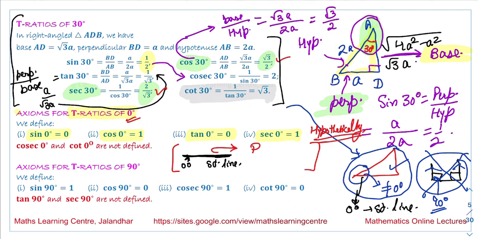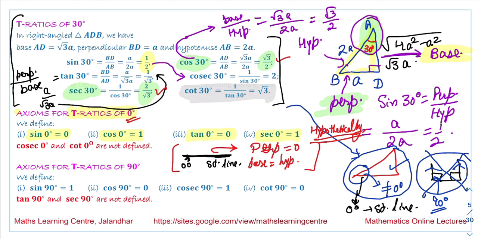These are not physically feasible, we are saying. So the length of the perpendicular that we will have is 0, and we are saying base is equal to hypotenuse. We are talking about something like this.